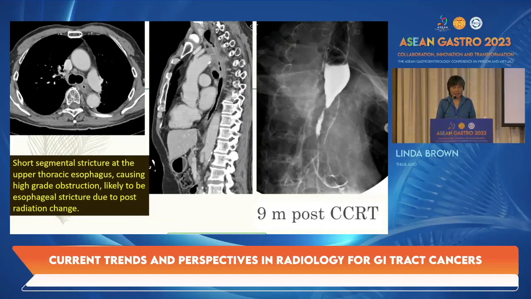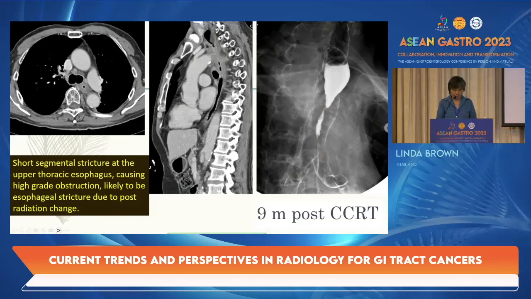And this is 9 months post CCRT. The narrowing persists and actually progresses. At this time, it has caused a stricture with dilatation of the proximal esophagus right here, as you can see on CT and then on barium swallowing. So this is the course of the disease.